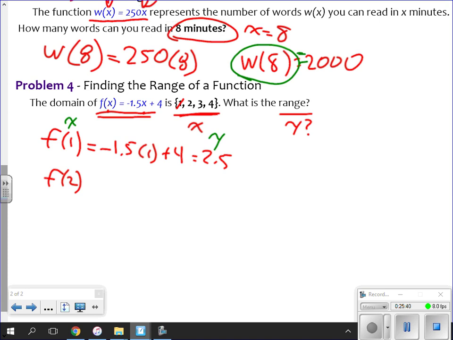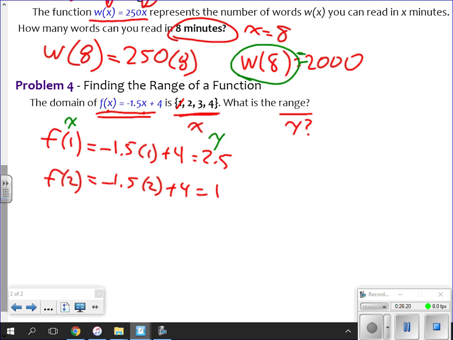How do I know it's not the same y value? Because I know from function notation, this is what it is when it's 1, this is what it is when it's 2. I took x here, replaced it with 2. I take the x here, replace it with 2. Negative 1.5 times 2 plus 4. And you put that in your calculator, and you get 1. So when x is 2, y is 1. When x is 1, y is 2.5. When x is 2, y is 1.